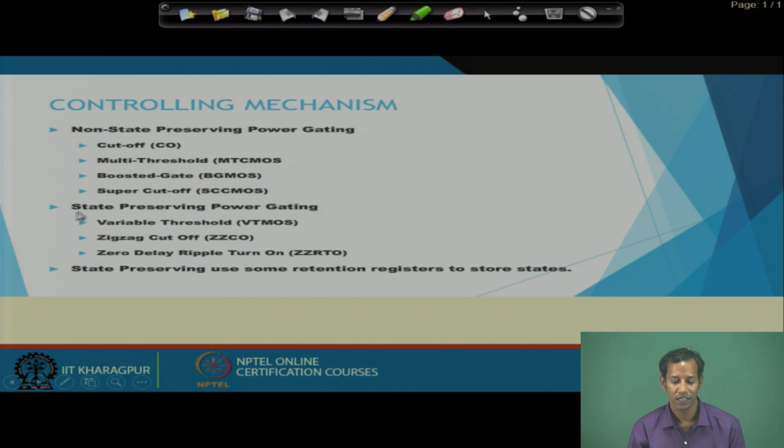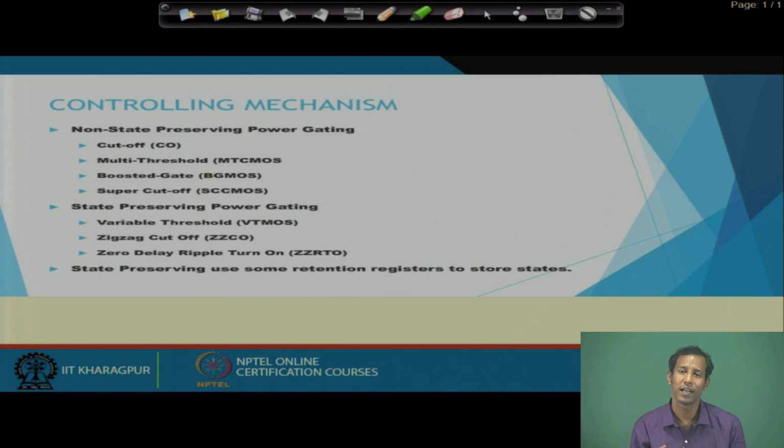The other one is state preserving power gating, which uses variable threshold, zigzag cutoff or zero delay ripple turn on. State preserving uses some retention registers to store the corresponding states. So, that means these are controlling what I said is the power gating technique or the power gate, that means the transistors or the sleep transistors, whatever we put, whether that is head or tail.